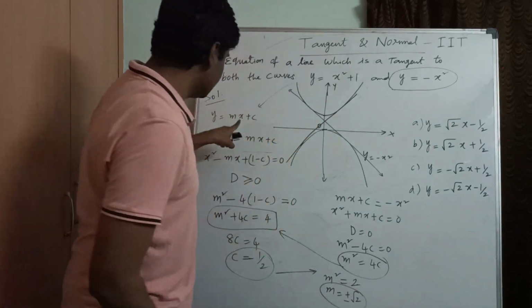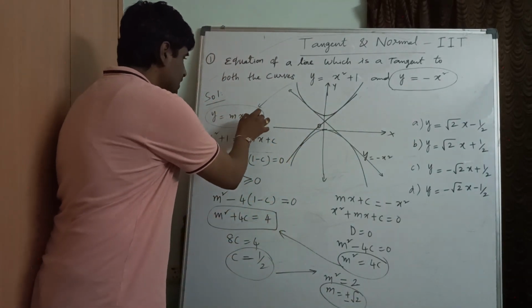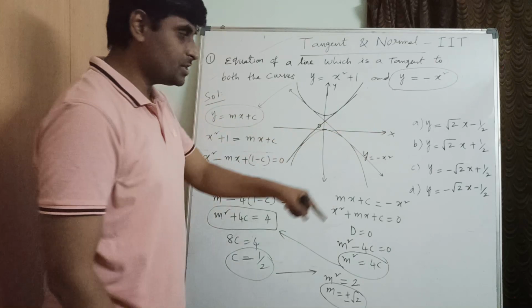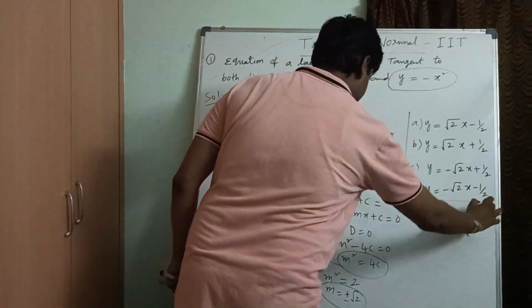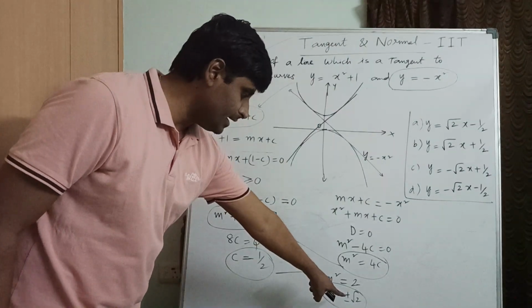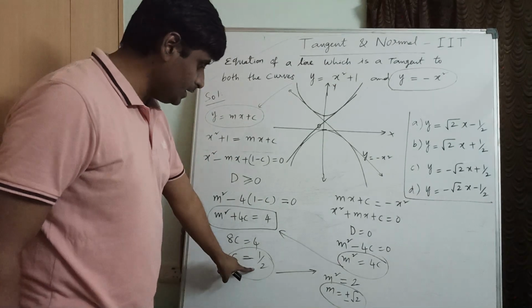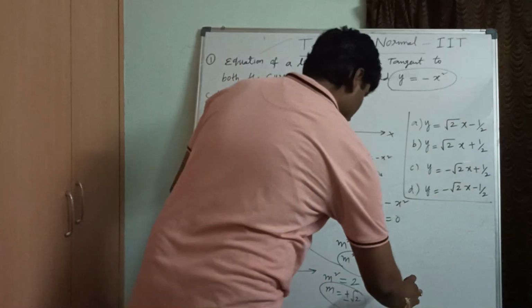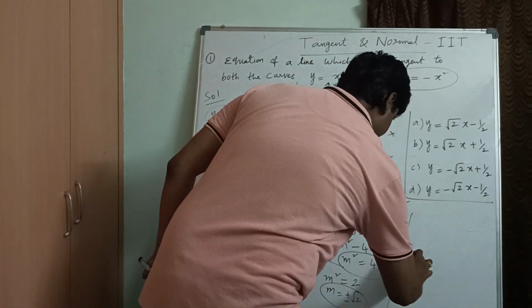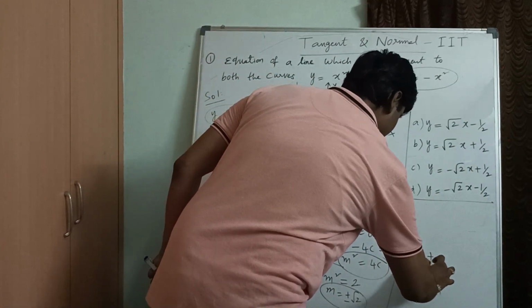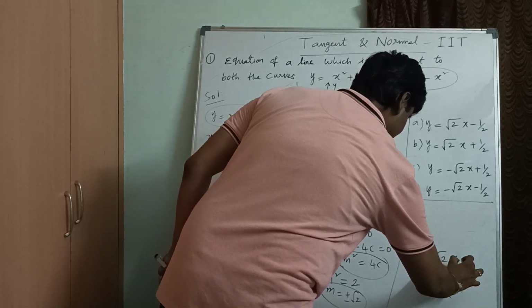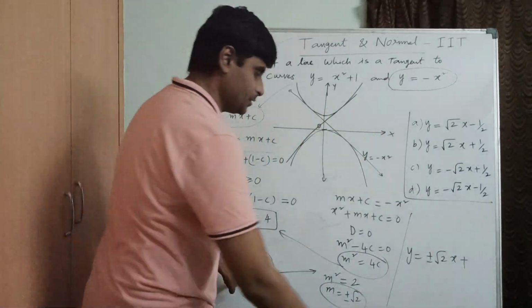That means this tangent will become original now. So which of the following options are correct? Just try to understand here. m equals plus or minus root 2. Here if you substitute m equals plus or minus root 2 and c value 1 by 2, what will be the correct option here? Therefore y equals plus or minus root 2 x. What is c there? 1 by 2.